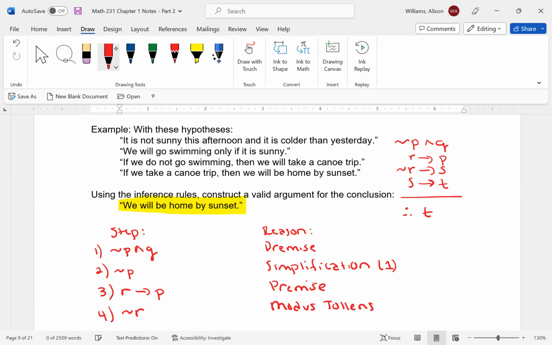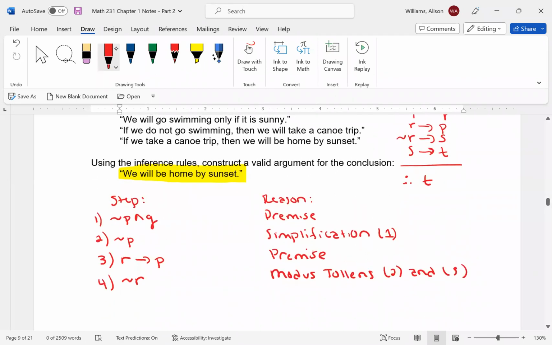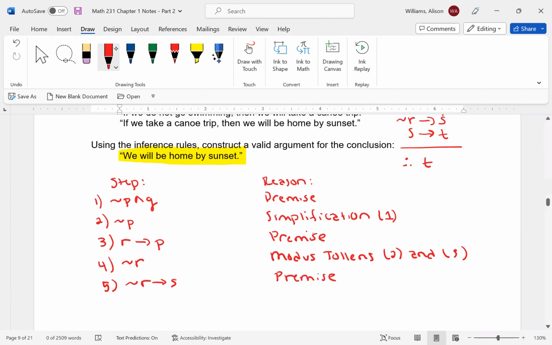So that's using modus tollens on 2 and 3, using those two to conclude not R. Okay. Then if not R happens, our third premise comes in. Not R implies S. So that's another premise. So if not R happens and not R implies S, then S is going to happen. So that's using modus ponens on numbers 4 and 5.